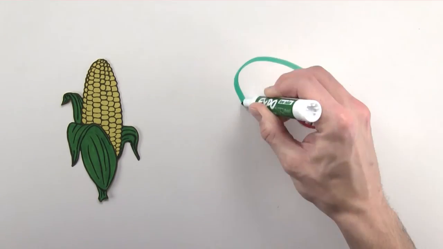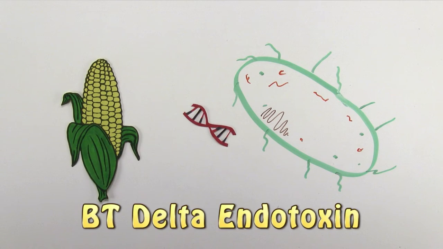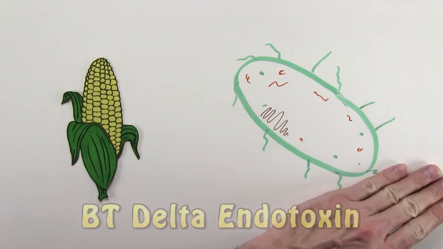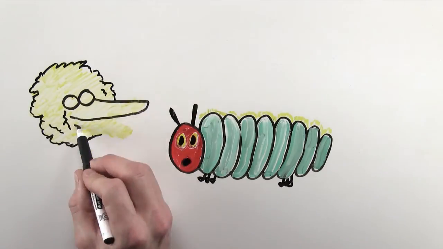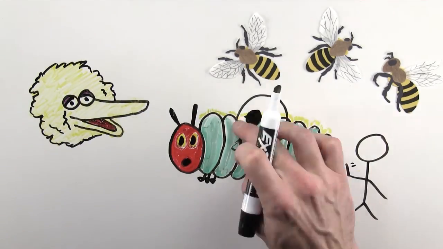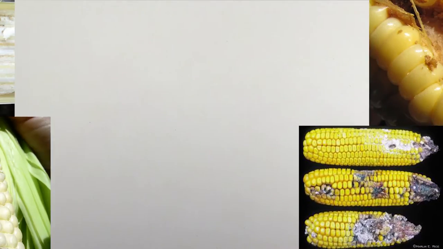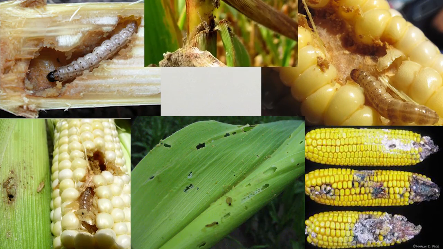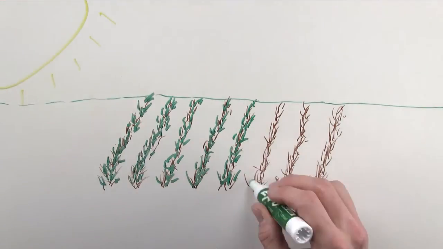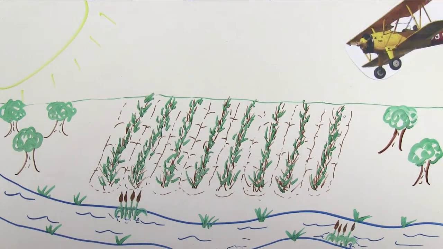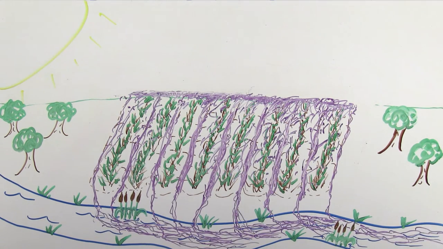Crops like BT corn have a gene from a bacterium that naturally produces the BT delta endotoxin pesticide. This pesticide is highly selective in that it only affects certain caterpillar larvae and does not harm any other orders, such as birds, bees, or humans. BT corn has saved farmers millions of dollars worth of damage from the European corn borer. On top of that, farmers save money by not having to spray pesticides on fields, and there is no pesticide runoff from the crops into the environment.